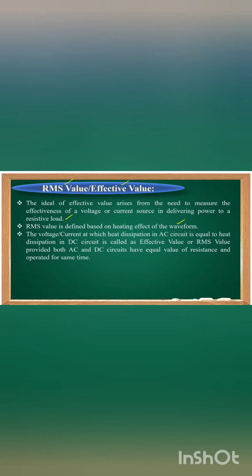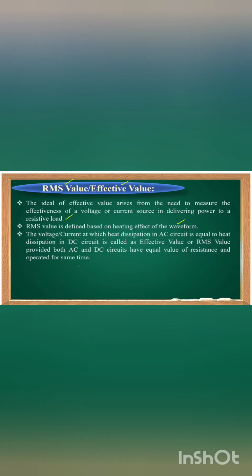The RMS value is defined based on the heating effect of the wave. How it is defined, I will explain. But based on the heating effect, it is defined. The voltage or current at which heat dissipation in an AC circuit is equal to heat dissipation in a DC circuit is called the effective value or RMS value, provided both AC and DC circuits have equal resistance and are operated for the same time.